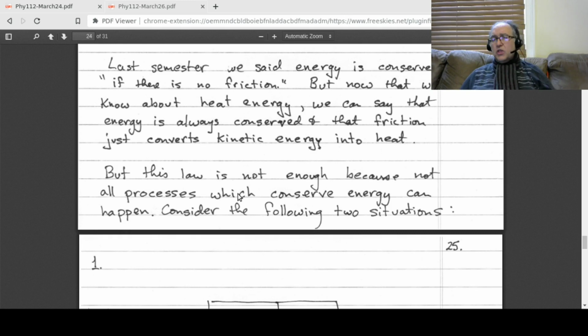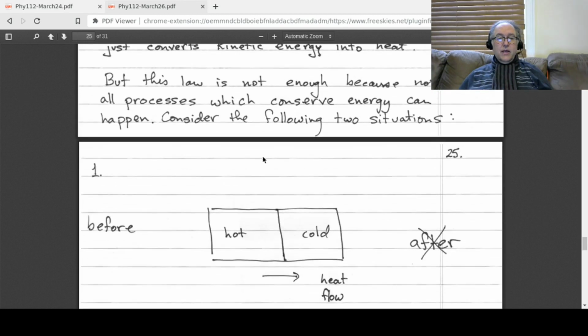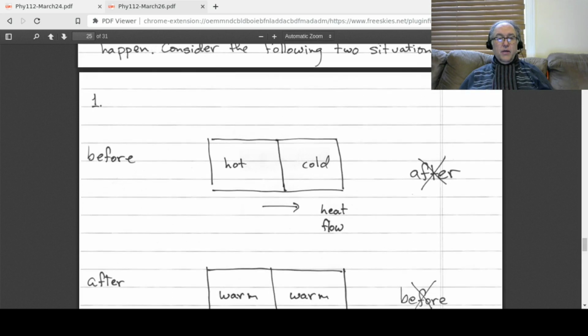And so let me give you two situations which would actually conserve energy if they did occur. They don't. If they did occur, they would conserve energy, but they never happen in nature. And you're wondering, why do these things never happen in nature? If energy is conserved, why can't it happen? As long as the law permits it, it should be able to happen. But no, there's a second law of thermodynamics, which says that certain types of processes, even if they would conserve energy, will never happen. So let's take a look at two such processes.